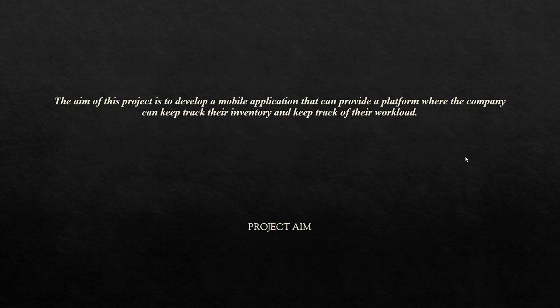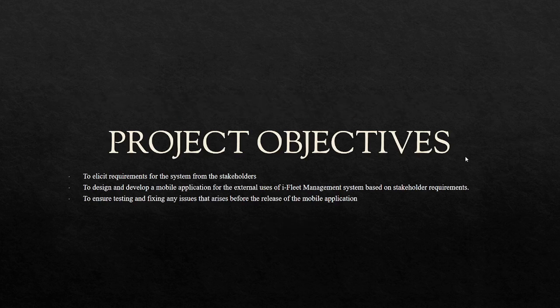So the aim of the project is to develop a mobile application that can provide a platform where the company can keep track of their inventory, can keep track of their workload and whatsoever. So the project objectives are to elicit requirements for the system from the stakeholders, to design and develop a mobile application for the external users of iFleet management system based on the stakeholder requirements, and also to ensure testing and fix any issues that arise before the release of the mobile application.